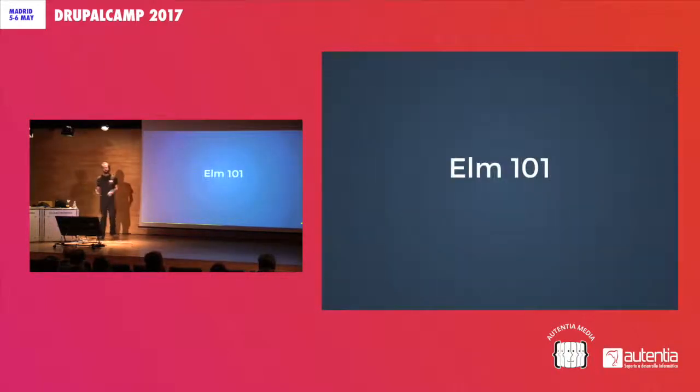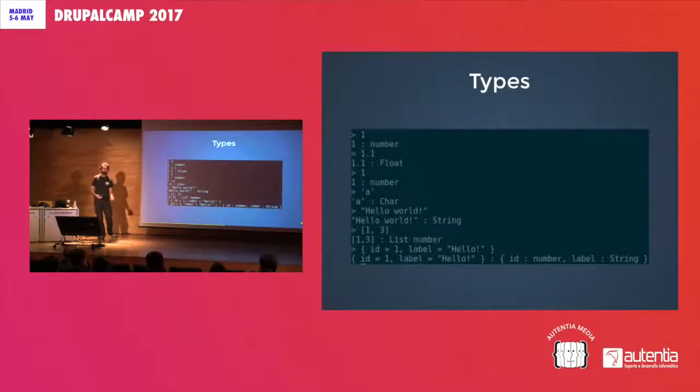So let's start a bit with Elm. Let's start with the types we have. This is the REPL, the interactive console. You have to play with it. So if you put a number like 1, it will tell you this is a number. If you put a dot, it will say a float. Number actually can be a float or an integer. It doesn't know it yet, so until it knows, it will be just a number.